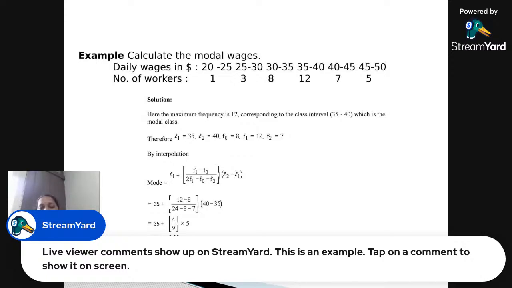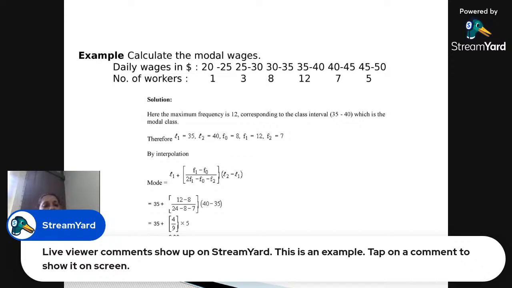Yes, 7 is the right answer. 7 is the frequency of the succeeding class. Don't worry about the ranges of the preceding and the succeeding class. We are interested only in the values of the frequency. Okay. Now you apply the formula mode equal to L1.